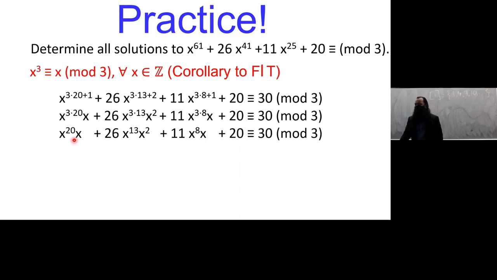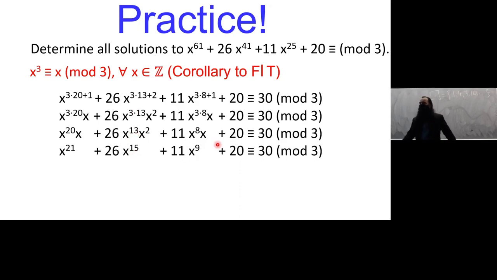So x to the 20, x cubed is congruent to x, right? X cubed is congruent to x. So x cubed to the 20 is just going to be x to the 20, right? So x to the 20 times x. X cubed is congruent to x, so x cubed to the 13 is x to the 13, congruent to x to the 13. That's what I'm doing there. Now, x to the 20 times x, that's x to the 21. X to the 13 times x squared, that's x to the 15. Okay, what can I do next?